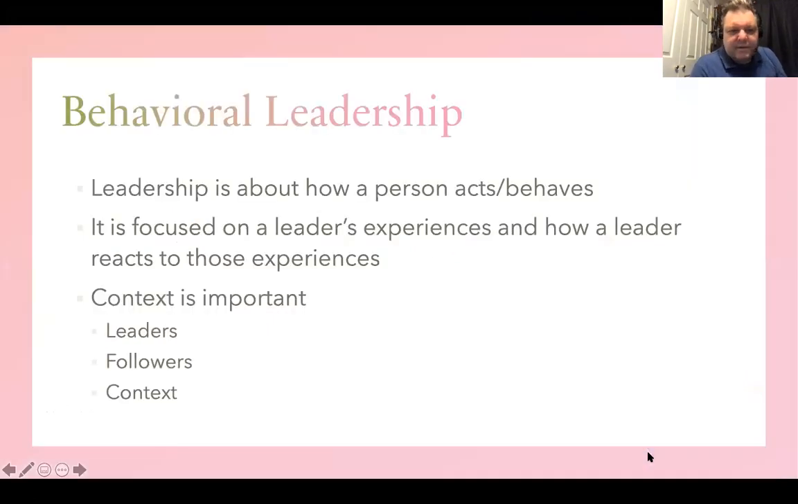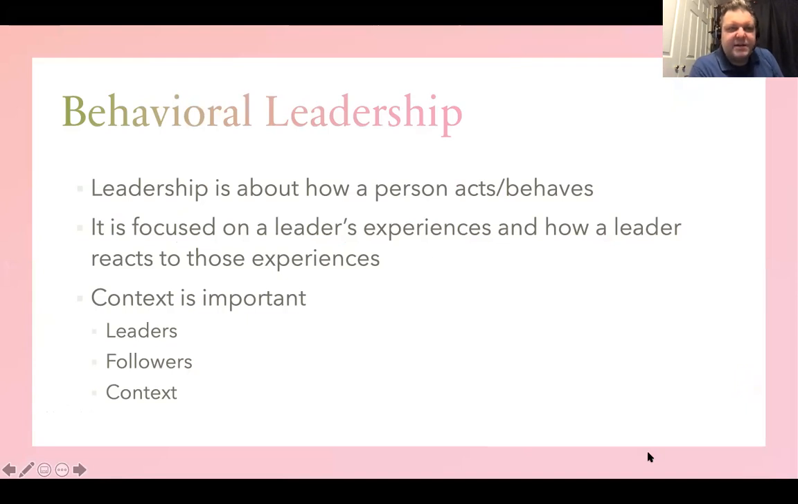Behavioral leadership, as we talked about last time, was about how a person behaves. We talked about trait leadership and certain traits, characteristics that are really hard to change, as not being a viable leadership style anymore. Usually we look at how people act, behavioral leadership. So this means that you're not born as a leader, but you can develop as one.